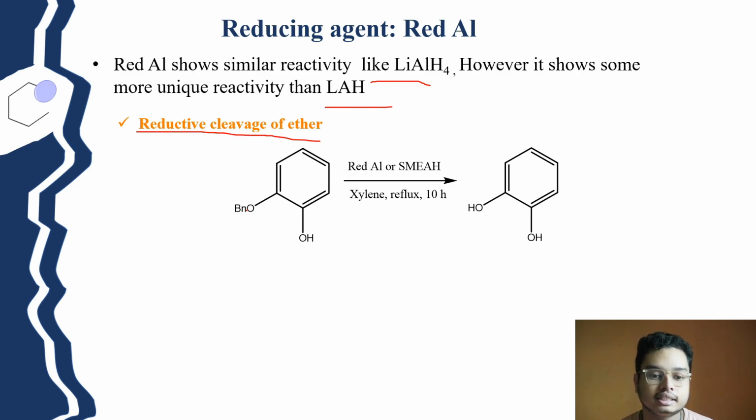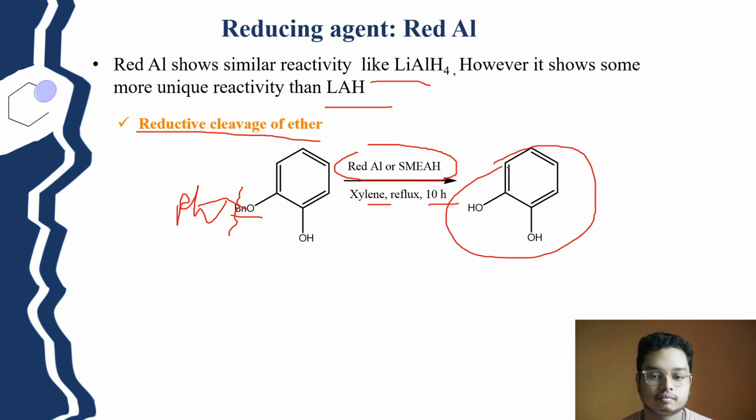Like here you can cite OBN. If you attended the protection-deprotection class, then you can find that OBN is something like this. Now this is nothing but an ether. In the presence of red aluminium in xylene under reflux condition, this particular bond actually cleaves, and reductive cleavage of ether takes place to generate this type of alcohol.